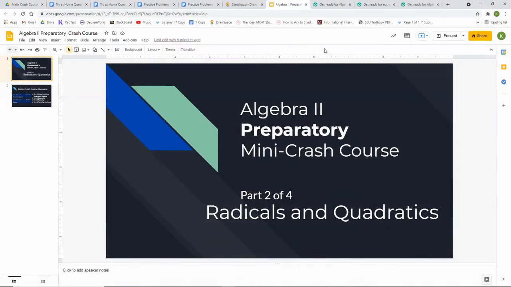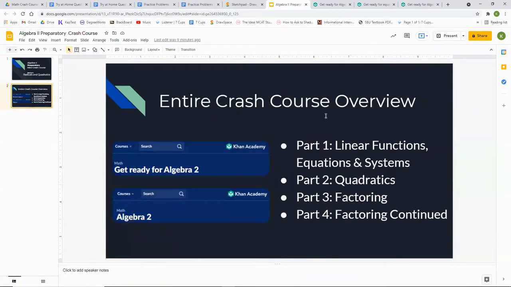Welcome to part 2 of the Algebra 2 mini crash course. Part 2 of 4 is going to be on radicals and little quadratics, solving quadratics with radicals. Once again, we're in part 2, so here's the entire crash course overview. We should have done part 1 already, and parts 3 and 4 are factoring continued afterwards.